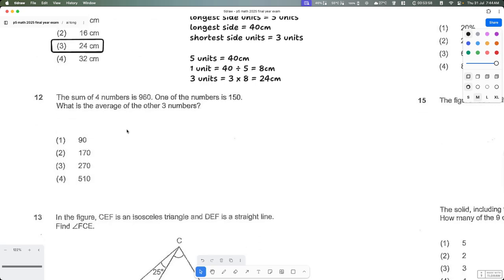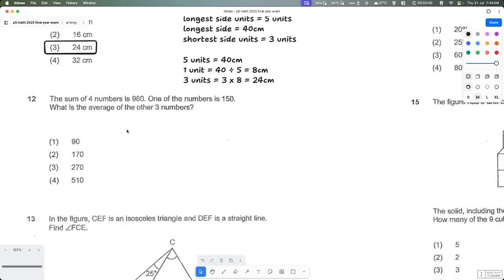Okay, let's move on to question number 12. The sum of 4 numbers is 960. One of the numbers is 150. What's the average of the other 3 numbers?